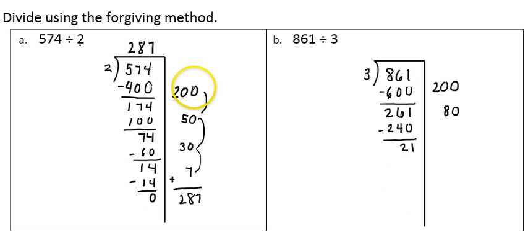Subtract. I have 21 left. 3 times 7 is 21. And that gets me through the problem. I add up the number of groups. 200 plus 80 plus 7 is also 287.